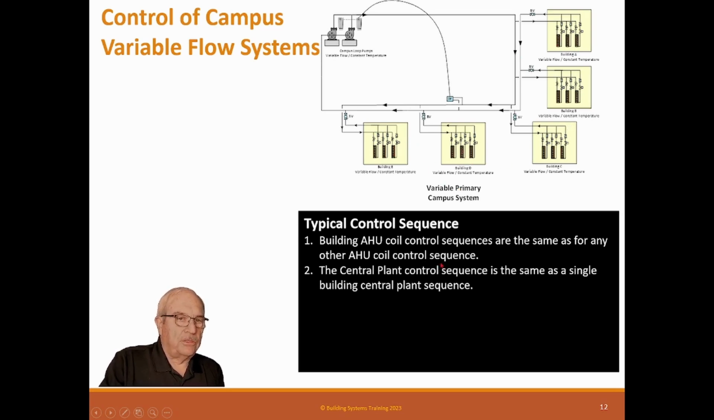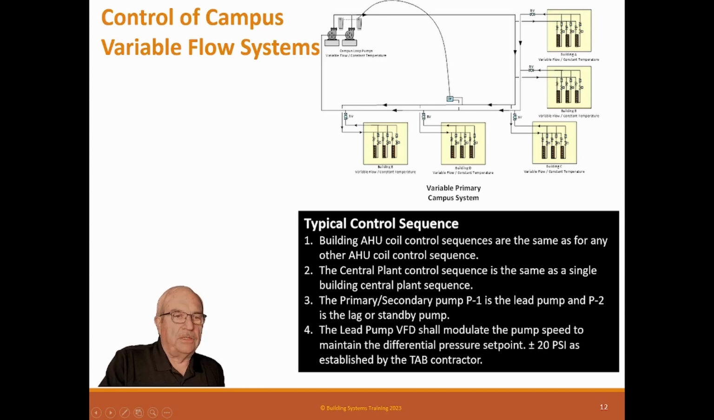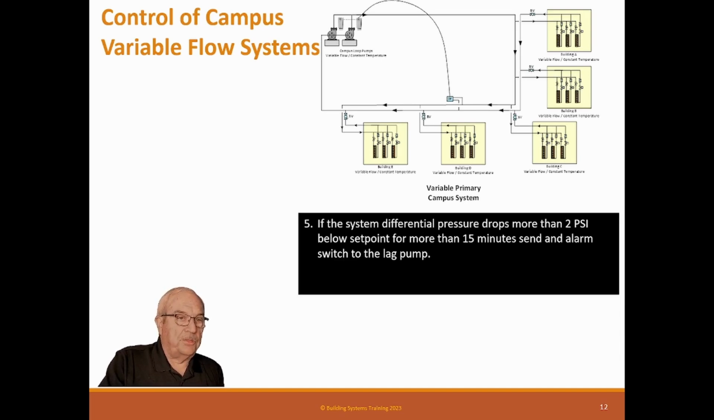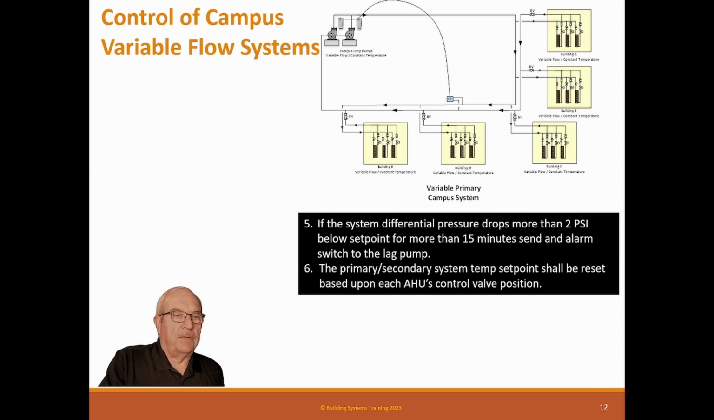The central plant control system is the same as any other central plant. The primary secondary pumps: P1 is the lead pump, P2 is a lag or standby pump. The lead pump VFD shall modulate the pump speed to maintain the differential set point. If the differential pressure drops more than 2 psi below the set point for 15 minutes, switch to the lag pump. Now, these are normally really big pumps, so it's a little bit different. The primary and secondary systems temperature set point should be reset based upon the air handler control's valve position. So for this one, you would probably have a reset sequence in the building saying, I need colder water, and it would send a request to the central plant to get colder water.